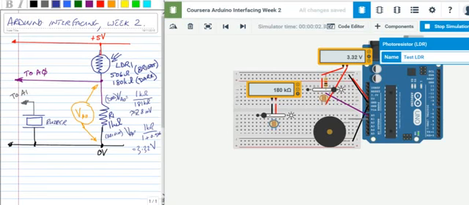Right, here we are, Coursera's Arduino Interfacing Week 2 assignment to use a light dependent resistor to control a buzzer. Let us know if it's getting dark. On the left is the circuit diagram. We've got a light dependent resistor and a normal resistor in a resistor divider network, going to pin A0 to measure the voltage at this point, and we've got a buzzer connected to A1 to make a noise.